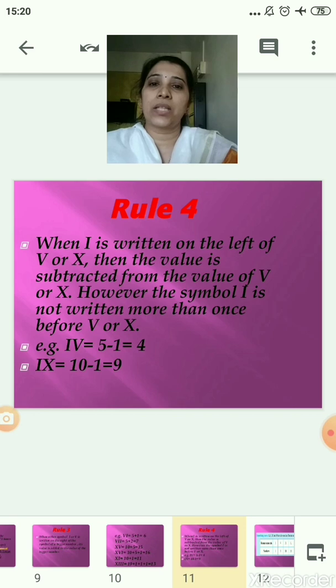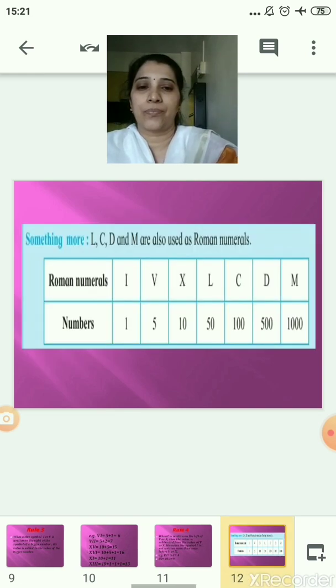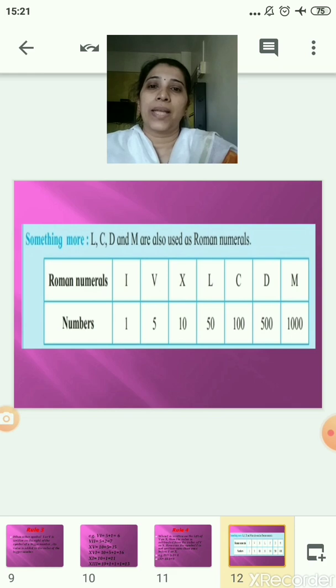So these are the 4 rules which you have to follow while writing the Roman numerals. Now there are some more alphabets which are used as Roman numerals. We have already seen that 1 is written as I, 5 is written as V, 10 is written as X.